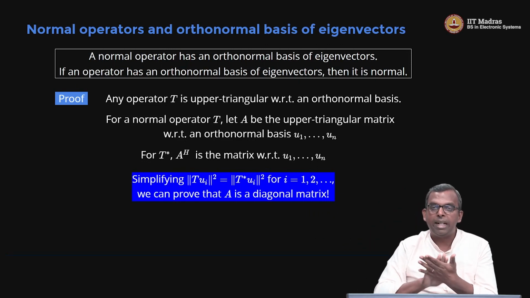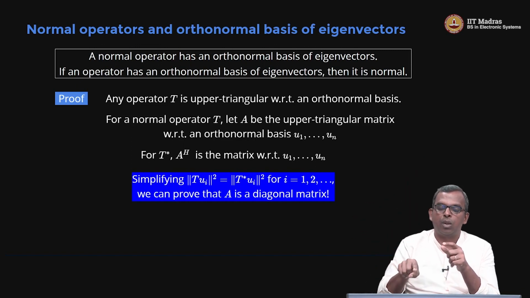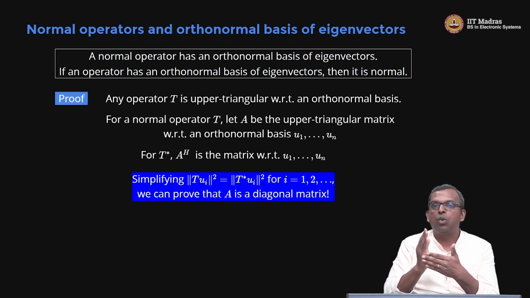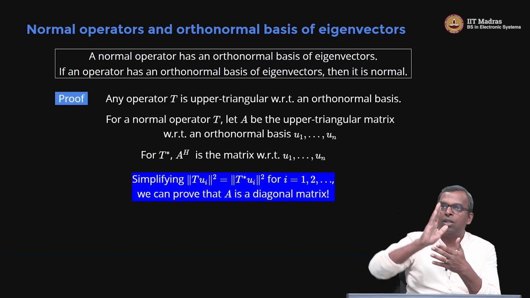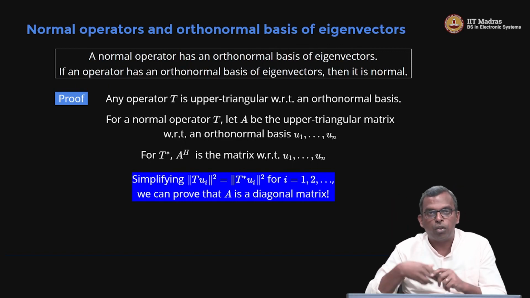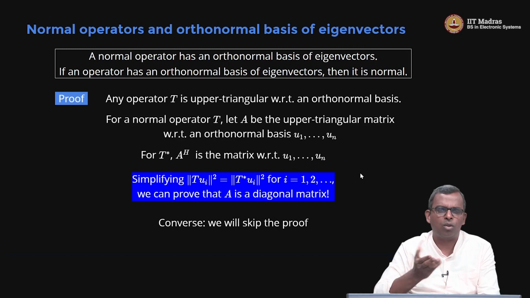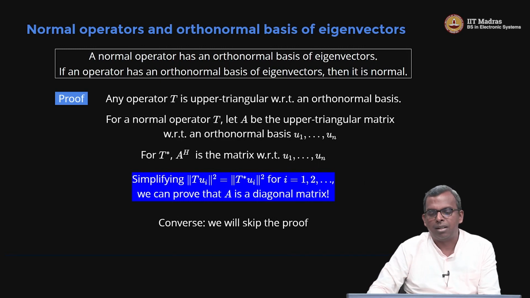So T times ui, with respect to A being upper triangular, has only a few nonzero values, and everything else is 0. But T star ui is given by A Hermitian, so it could have a lot of values, but both have to have the same norm. So if you equate the two norms, you can show A is diagonal. This step I am skipping. It's actually not too hard, but you can see it. The converse we'll also skip. Its converse is actually very simple, but still we'll skip that.